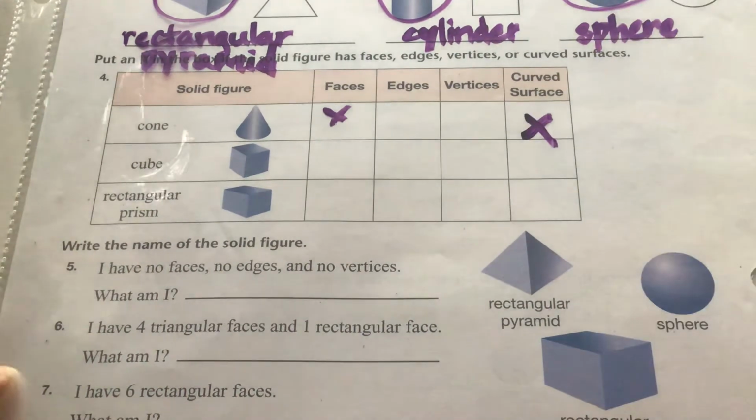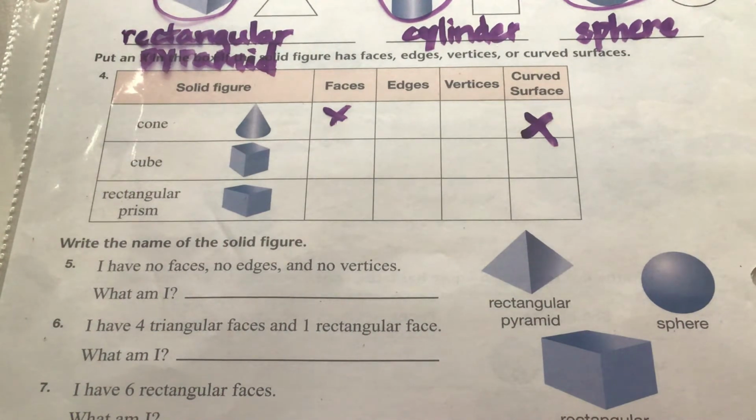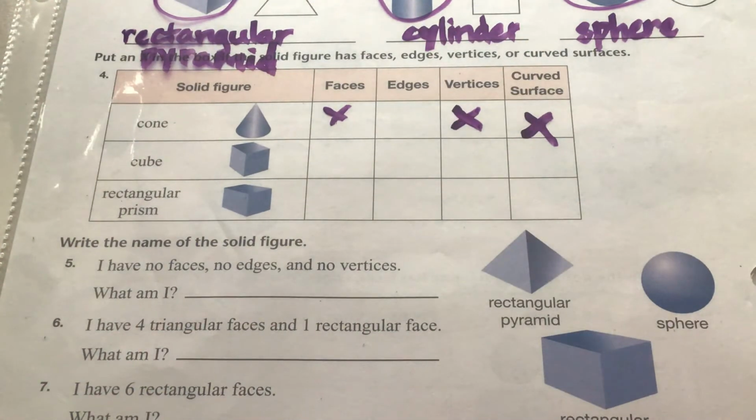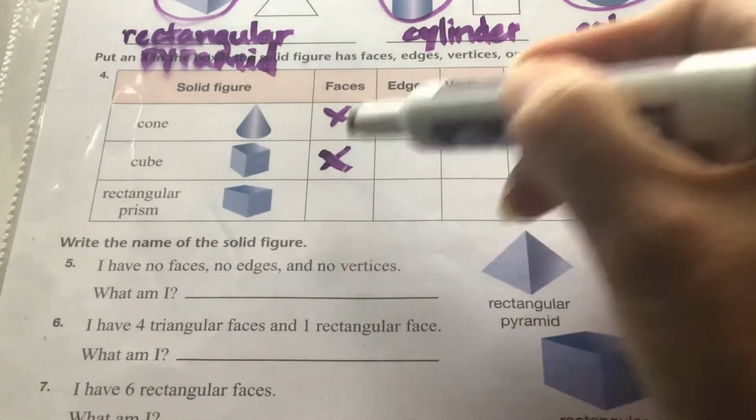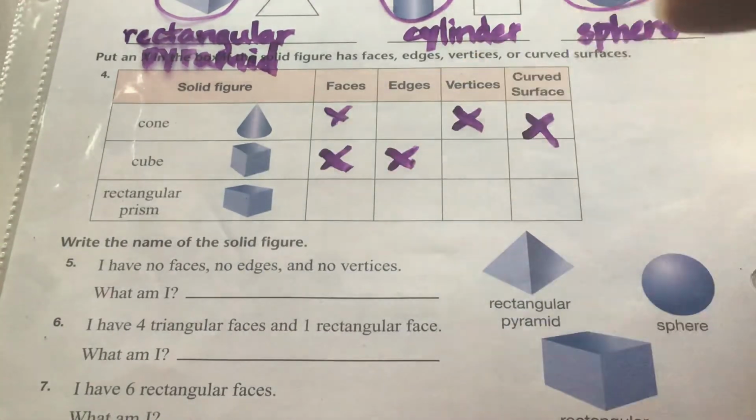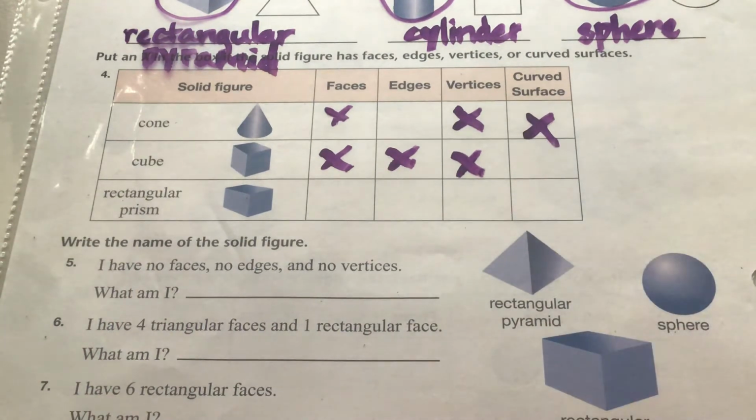I'm having trouble marking there. Sorry about that. All right. And it does have a vertex, the point there. Make sure we mark that. Almost forgot. All right, next is a cube. Well, a cube has flat sides. It has edges, right? These are the edges. And it has vertices, it has the points. And it doesn't have any curved surfaces, so you'd leave that blank.